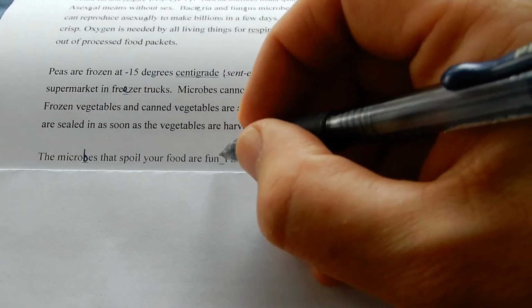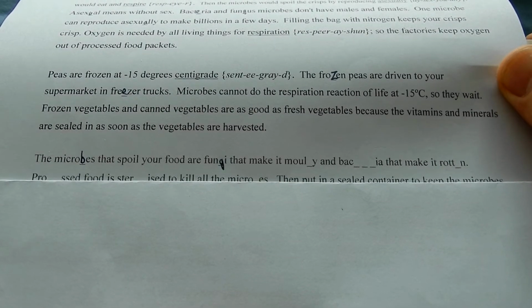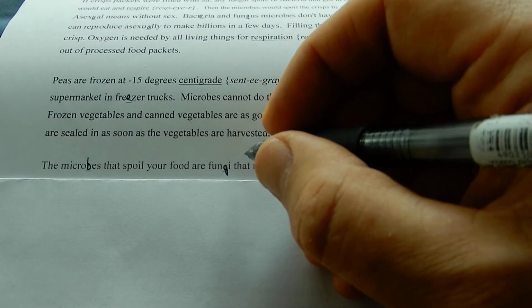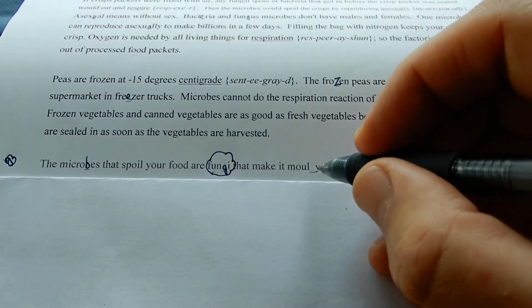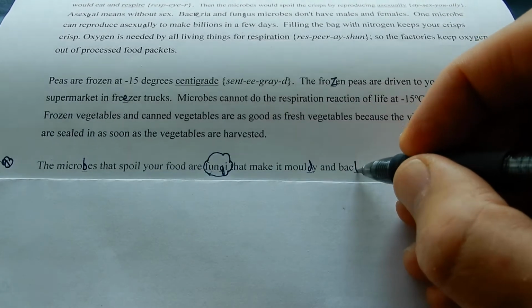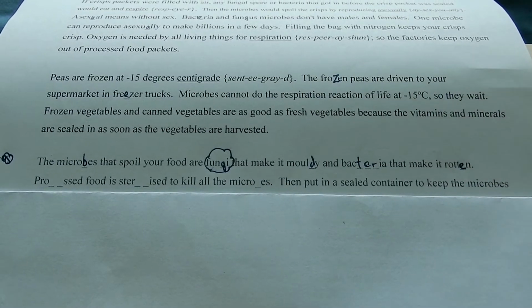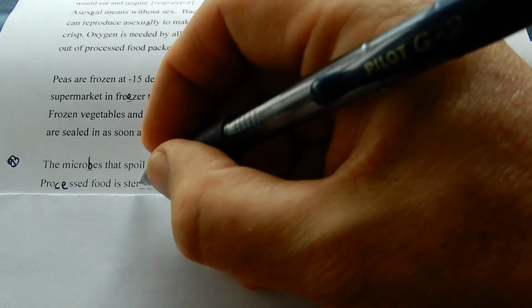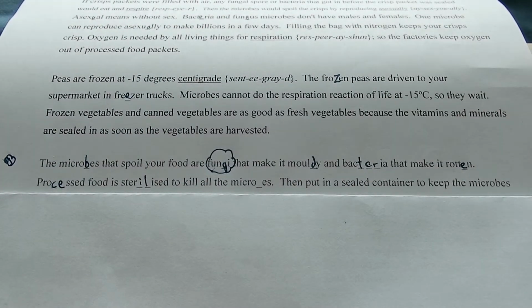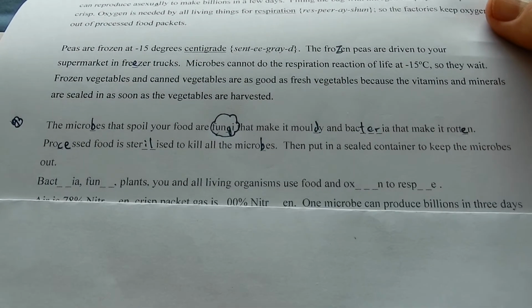Microbes that spoil your food are fungi that make it mouldy, and bacteria that make it rotten. I think we need that G in. Processed food is sterilized to kill all the microbes, then put in a sealed container to keep the microbes out.